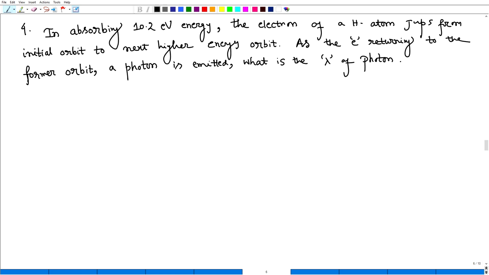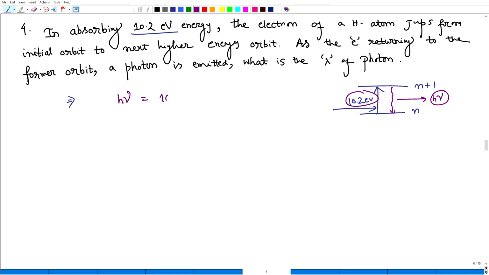So it's a very straightforward question, nothing is there. This energy, 10.2 electron volt energy, is used for the excitation. This excitation occurred from n to n plus 1, some n to n plus 1. This energy is 10.2 electron volt that is given, right? And after excitation it is de-excited and it's emitting a photon. So h nu should be equal to 10.2 electron volt.